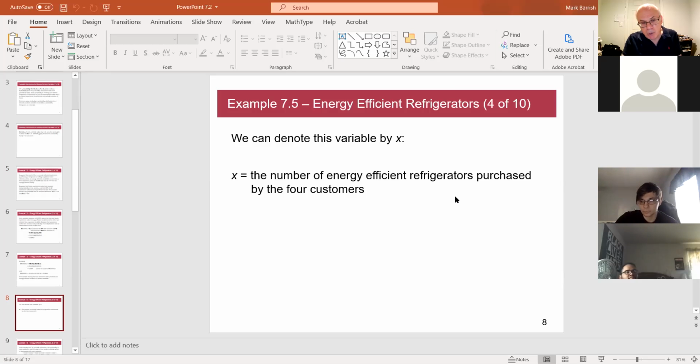Did I have to tell you that information? No. You should be able to deduce from reading the situation that the random variable has those 5 values and no other values, because X is the number of energy efficient refrigerators purchased by the 4 customers. So you have to think, what's the smallest number of customers that would purchase energy efficient refrigerators? The answer is 0. It's possible none of them did. And what's the maximum number? Well, all 4 do. And any of the whole numbers in between would also be possible. So 0, 1, 2, 3, 4. Those are the values for this random variable.